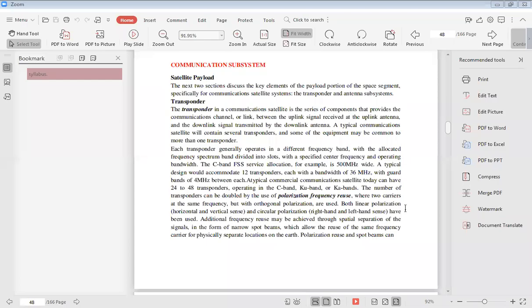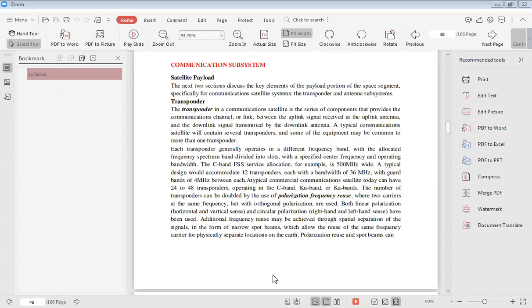Okay. Now the transponder. What is the transponder? Very important word, transponder. The transponder in a communication satellite is the series of components that provides the communication channel or link between the uplink signal received at the uplink antenna.